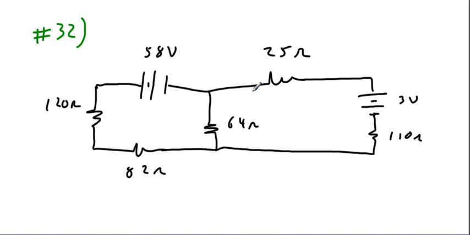Okay, so what do we know? We know that we have some current 1 that's flowing that way. Okay, so that current 1 is flowing like that. We know we have some current 2 that's flowing this way. And we know that we have some current flowing that way, and we'll call that current 3.